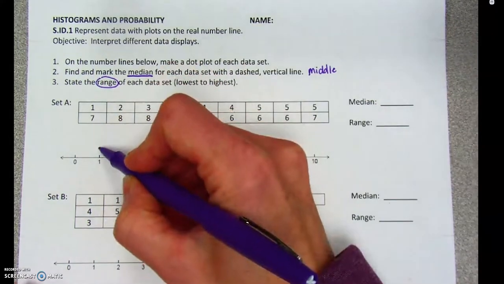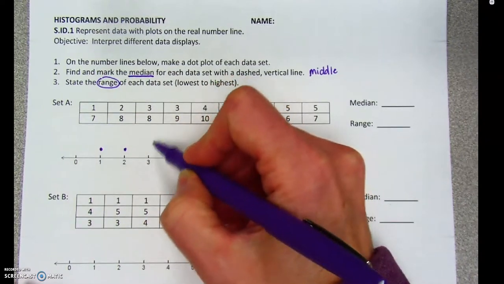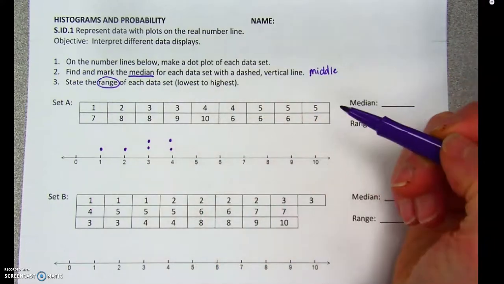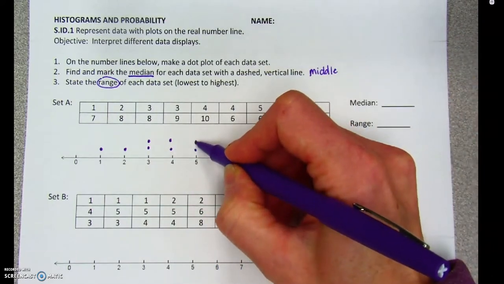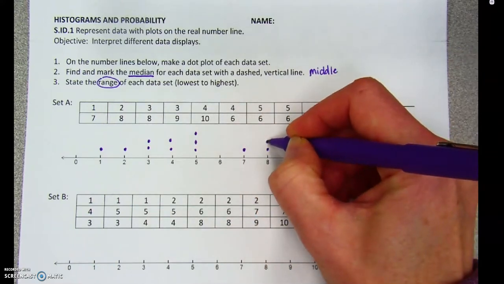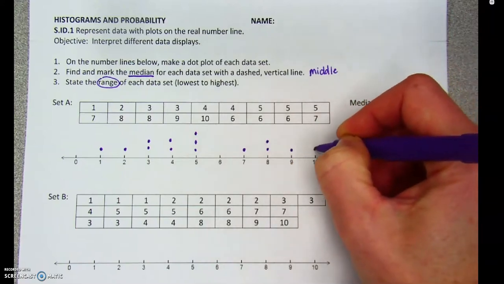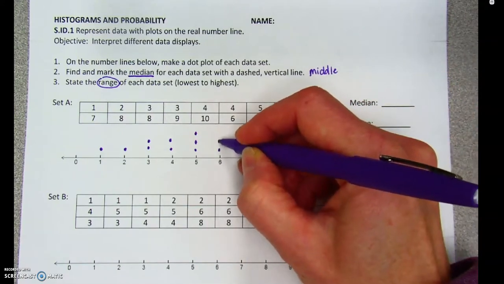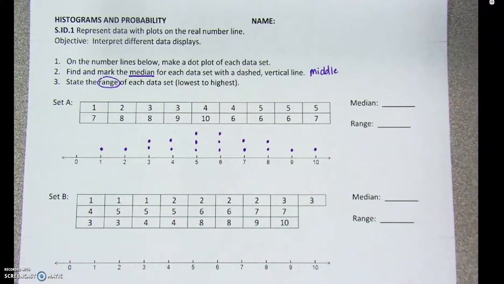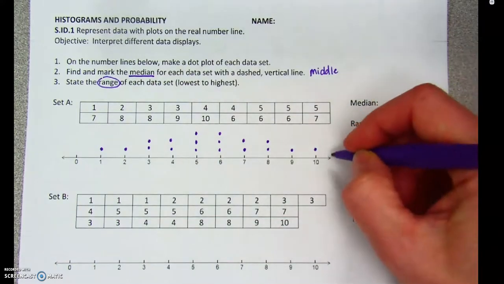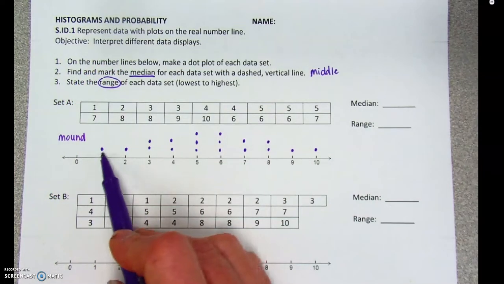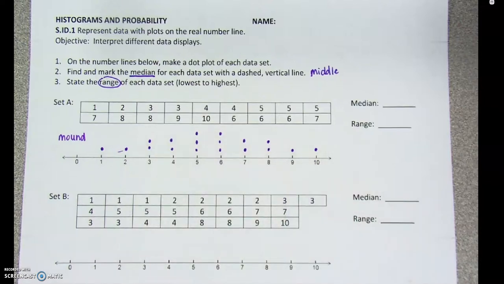We've got a 1, a 2, 2 3s, 2 4s, 3 5s, a 7, 2 8s, a 9, 10, 3 6s, and another 7. It's not part of the lesson or the directions, but let's just say that this is mound-shaped because it kind of looks like a hill if you trace over the top of it.